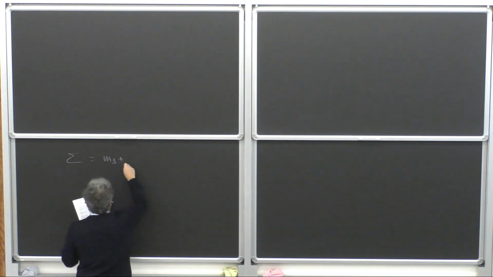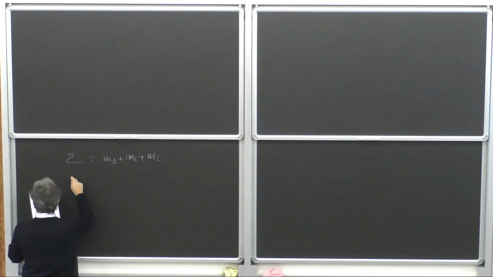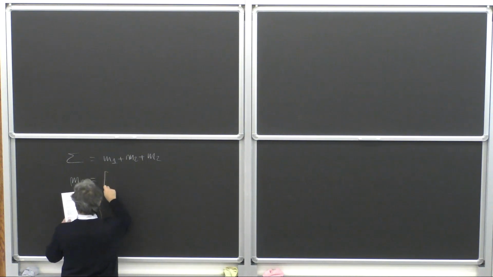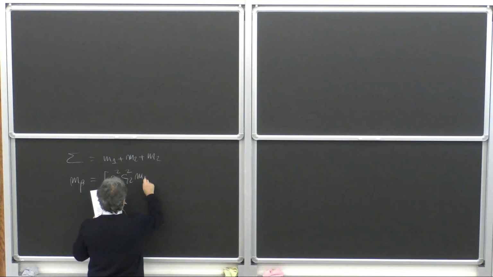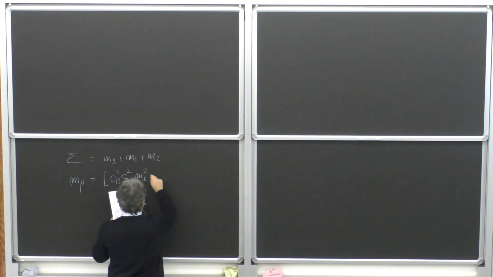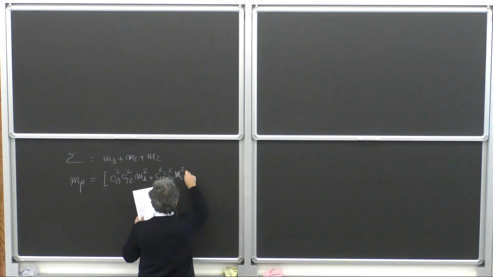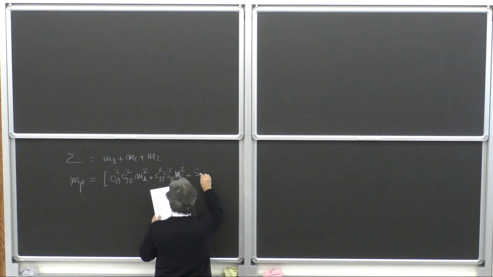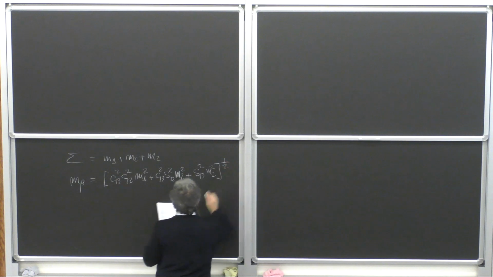We were discussing the information coming from direct measurements of neutrino masses: C13 squared, C12 squared, M1 squared, plus C13 squared, S12 squared, M2 squared, plus S13 squared, M3 squared. The square root of this is M beta.